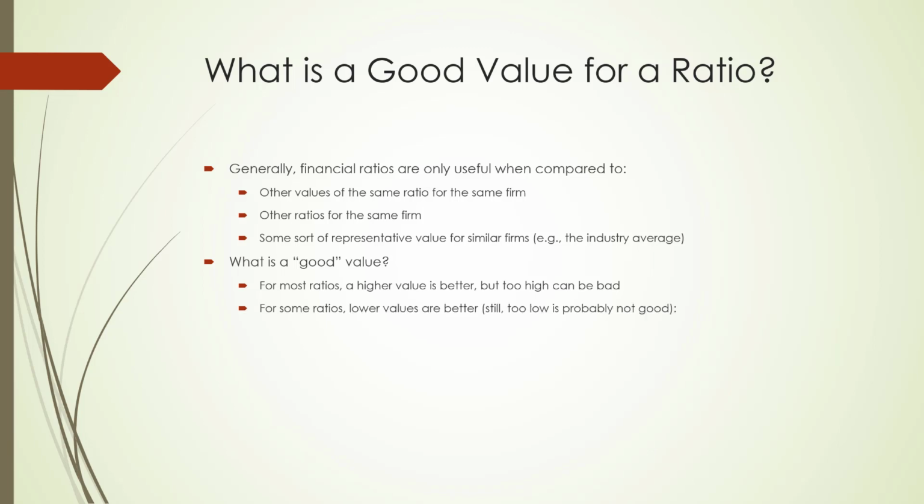There are some ratios where lower values are better. So for example, days sales outstanding tells us how long it takes to collect on a sale. And if it's taken you 6 months to collect on a sale on average, that's not good. On the other hand, if it's taking you 3 days, that may not be good either. That might be too low. That might indicate that you're not granting credit to enough of your customers, and therefore you might be missing out on sales. So we're looking kind of for a sweet spot.